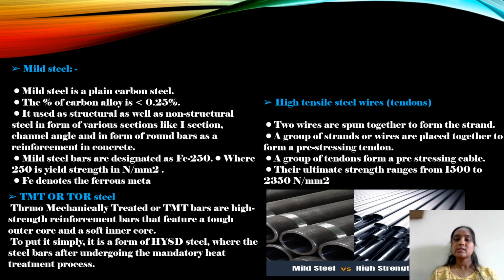Next one is high tensile steel wires. Two wires are spun together to form a strand. A group of strands or wires are placed together to form a pre-stressing tendon. A group of tendons form a pre-stressing cable. Their ultimate strength ranges from 1500 to 2350 Newton per millimeter square.